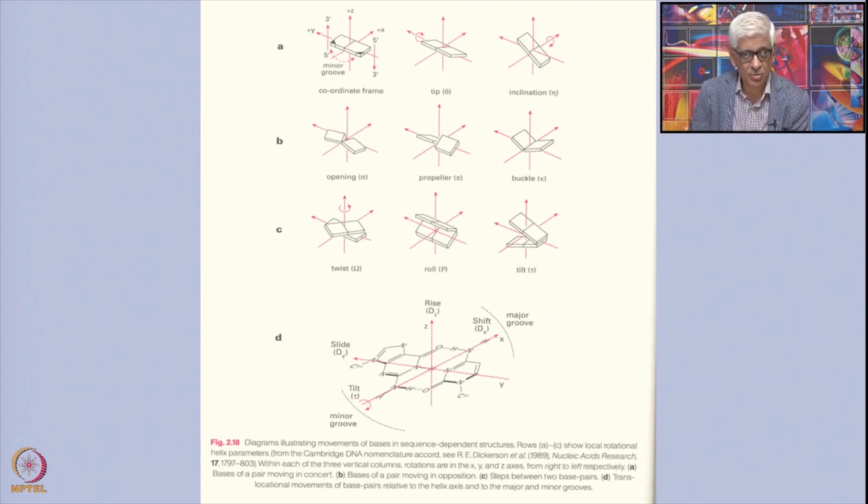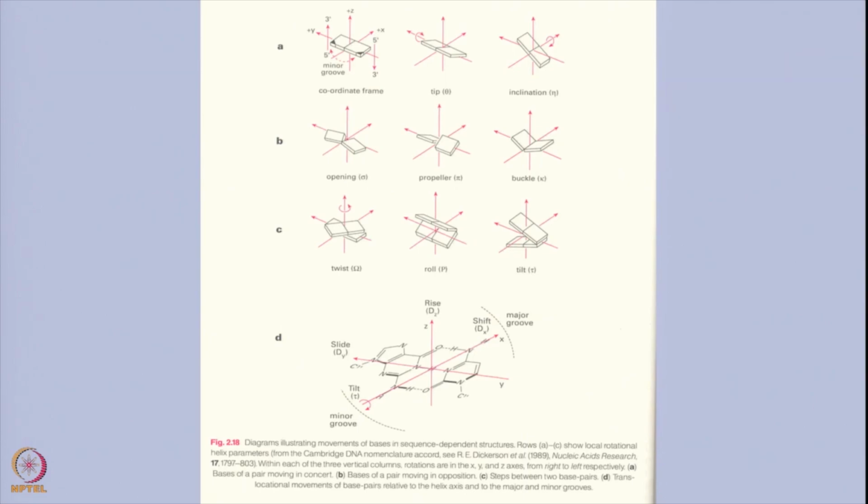So you have the sugar geometry on one hand, then you have the torsion angles along the polypeptide backbone, and then you have the base pair orientations with respect to each other, and whether they are in the same plane or they are slightly tilted with respect to each other, and how the stacking is, whether the base pairs are stacking exactly on top of each other or they are slightly different from one another. So these are the various parameters.